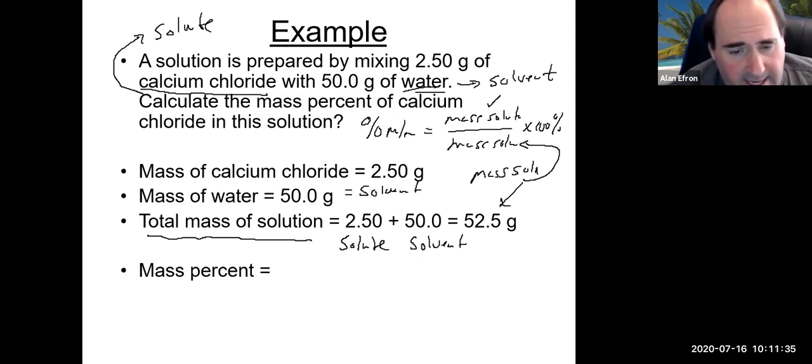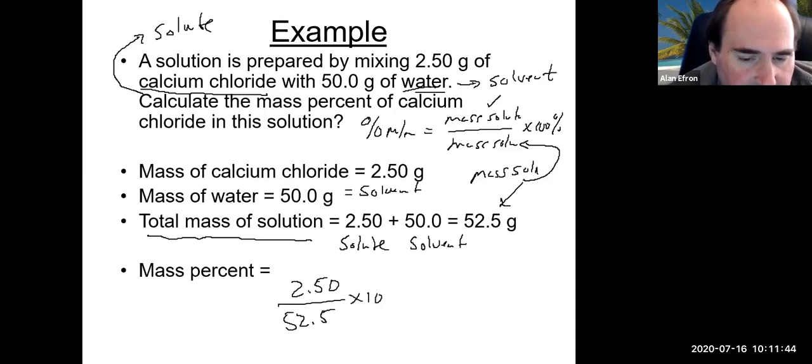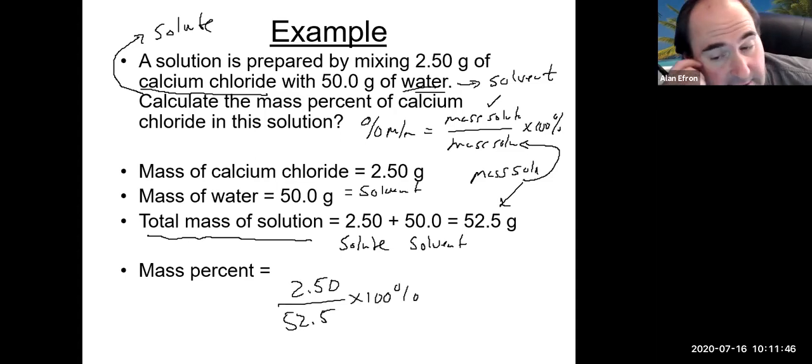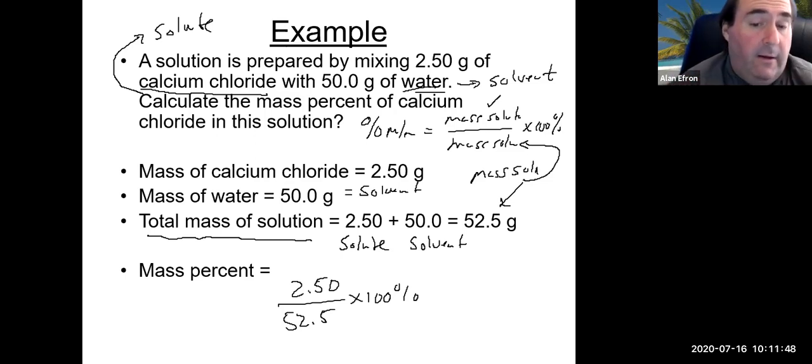So to figure out the mass percent, we want to take 2.5. We want to divide it by actually the 52.5 and times it by 100%. I will say this is a part where people will very commonly only divide by 50, which is just the solvent. And we end up with 4.76%.